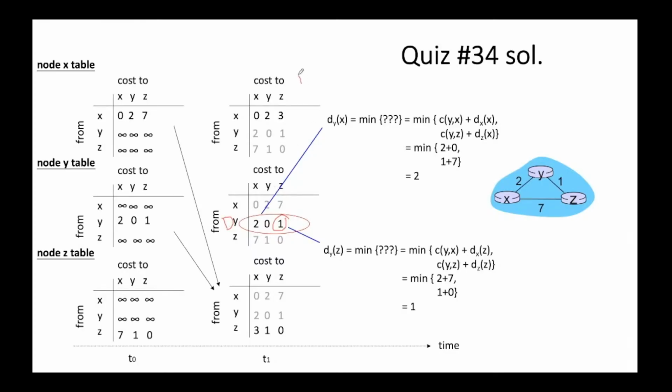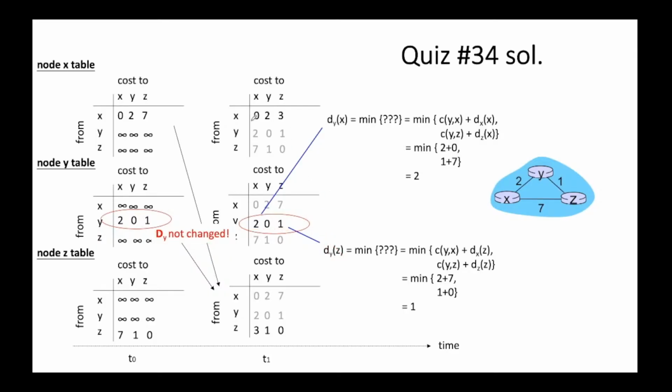So we now finish deriving all the distance vector tables at time t1. What you see also is this. Look at dy and dy. Between t0 and t1, dy did not change. Therefore, node y does not need to propagate the vector to node x and node z.